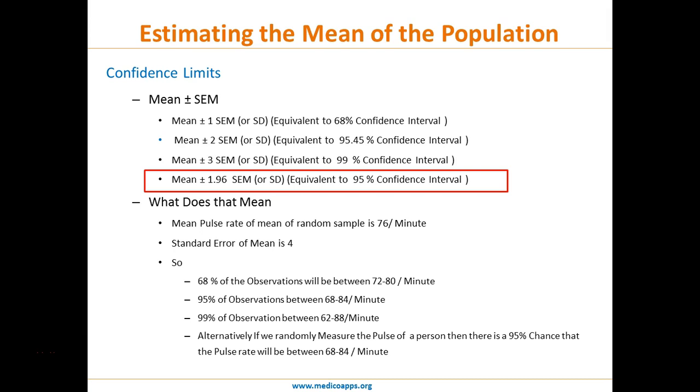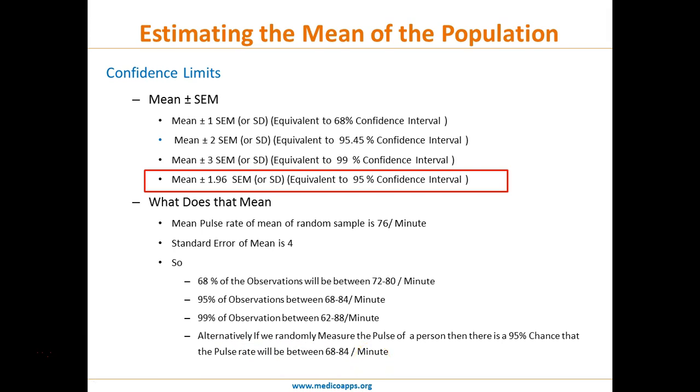So 68% of the observations will remain between 72 to 80. Based on the first observation, you can say that 68% of the observations will be between 72 to 80 per minute. 95% of the observations will be between 68 to 84. So it's nothing but the mean plus or minus the standard error of mean. Alternatively, if we measure the pulse of a person, there is a 95% chance that the pulse rate will be between 68 to 84 per minute, right?